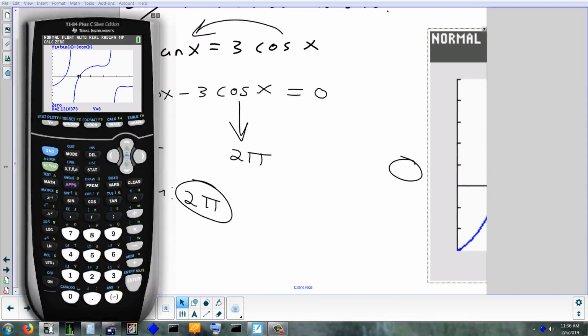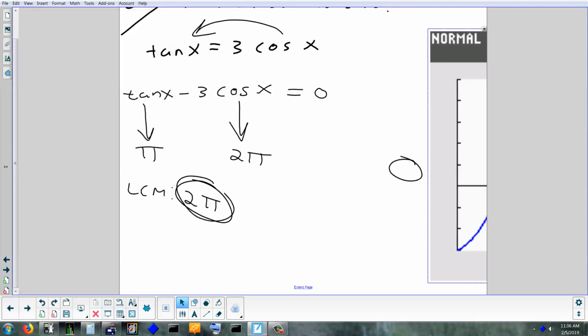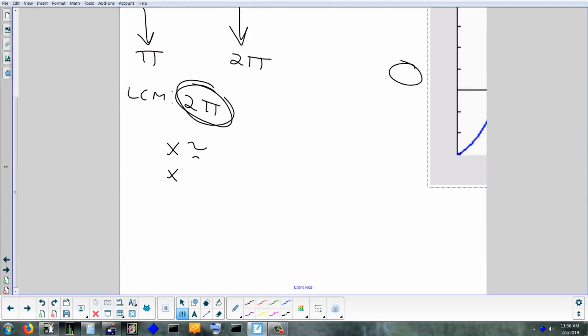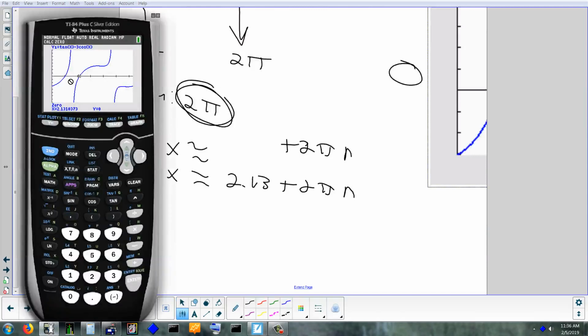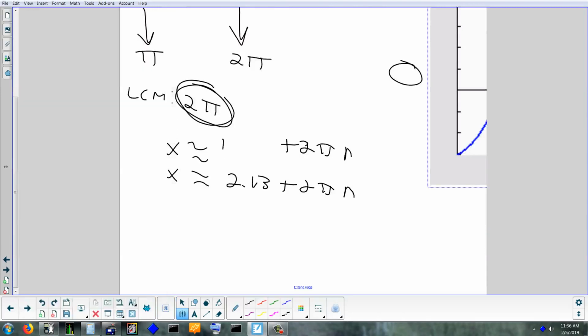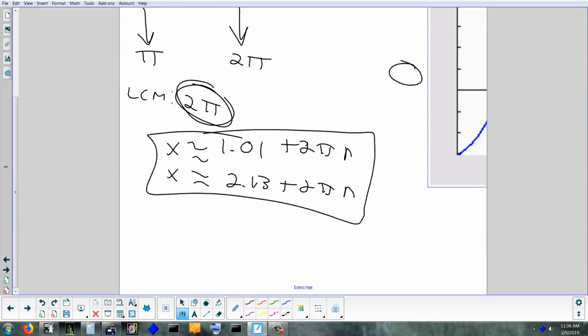Okay, so the second one is 2.13. And it repeats every 2 pi units. So 2.13 plus 2 pi n. I don't know what the other one is yet, but it's also plus 2 pi n. Does anybody have the first one? Looks like it's right around 1, pretty close to 1. 1.01. Yep. And there's your 2 answers.